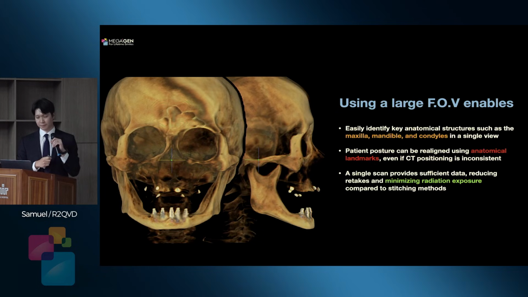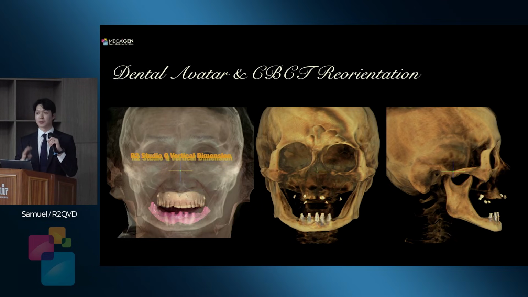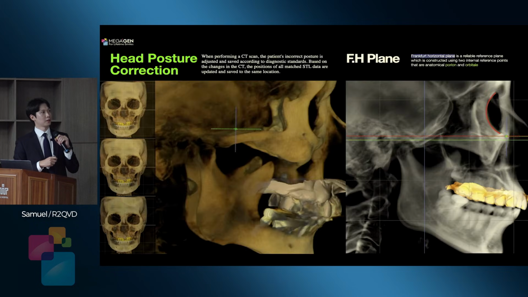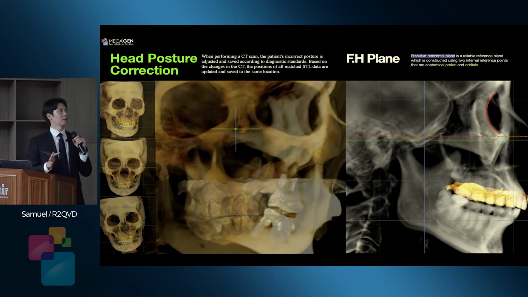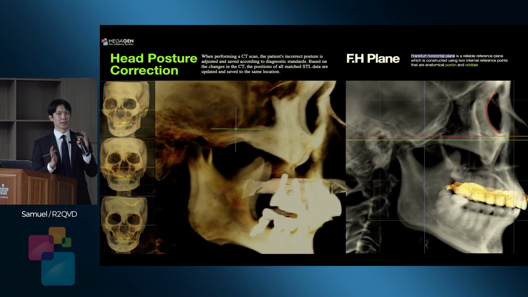Then I just merge with the STL and facial scan. I make a dental avatar like this. Then here's the FH plane, right? So after that, using the AI, I just make a reorientation.